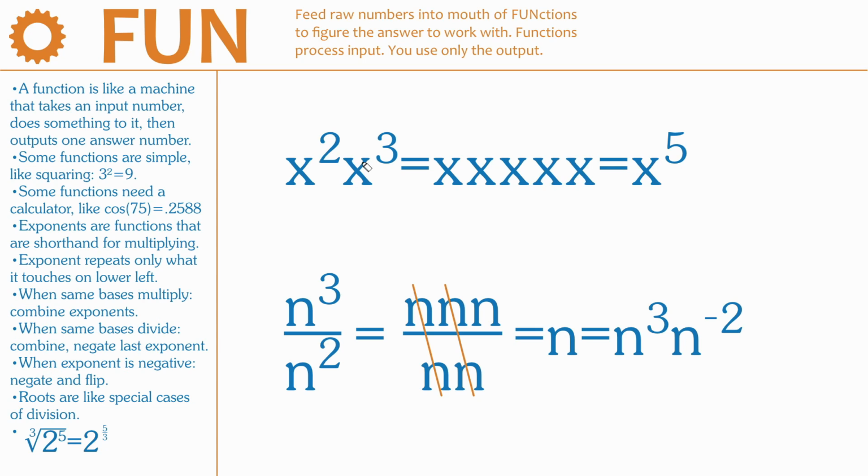So first, let's look at x squared times x cubed, x to the third power. x squared means x times x. x to the third means x times x times x. Well, of course, we now have x to the fifth. It's kind of like Roman numerals. Which would you rather write? All these 5 x's or x to the fifth?